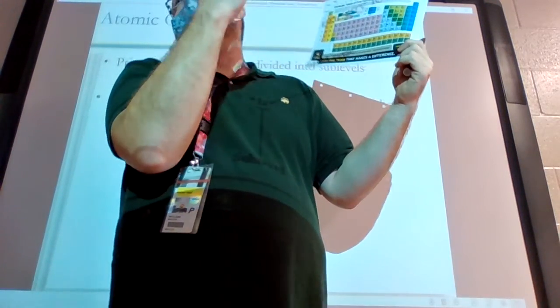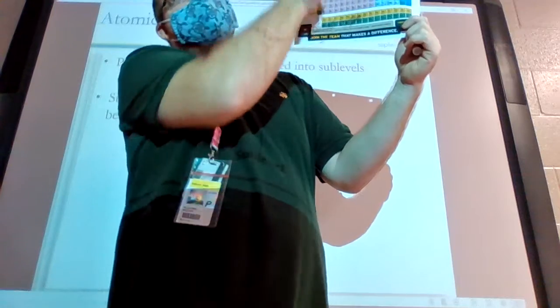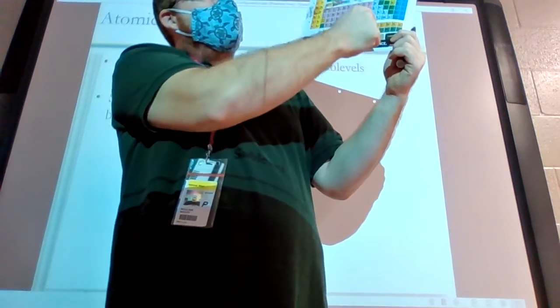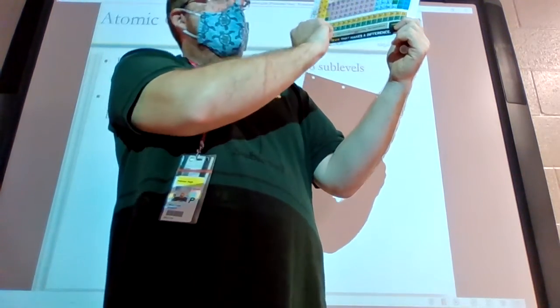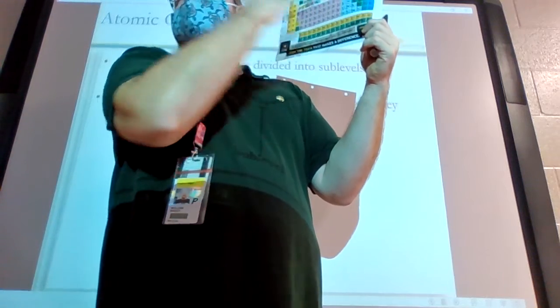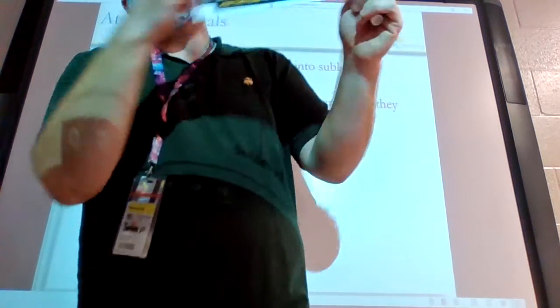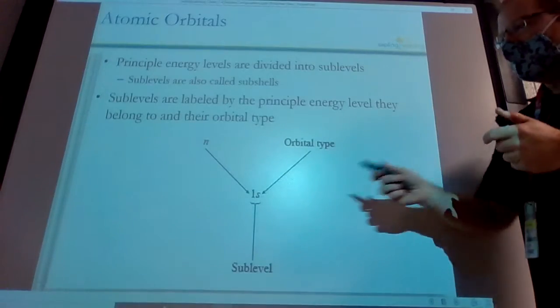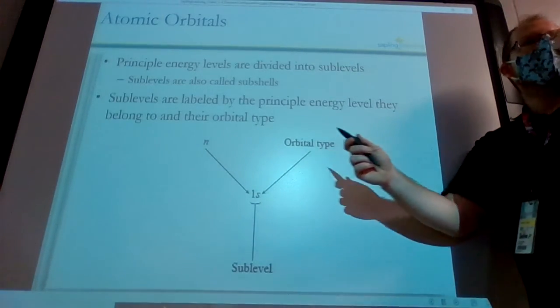No, it's not right. I just messed up. 2 columns on the left, the square block on the right, the pink block in the middle, and then the 2 rows on the bottom. Those are your 4 areas of the periodic table. Those are your 4 letters to go along with your 7 rows. And so that's kind of how this is going to shake out.